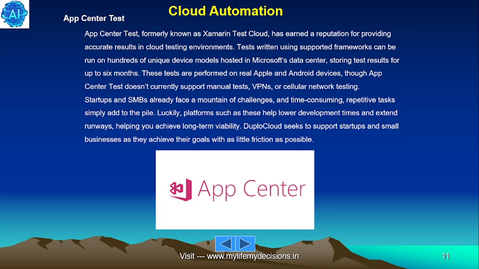App Center Test. App Center Test, formerly known as Xamarin Test Cloud, has earned a reputation for providing accurate results in cloud testing environments. Tests written using supported frameworks can be run on hundreds of unique device models hosted in Microsoft's data center, storing test results for up to 6 months. These tests are performed on real Apple and Android devices, though App Center Test doesn't currently support manual tests, VPNs, or cellular network testing.